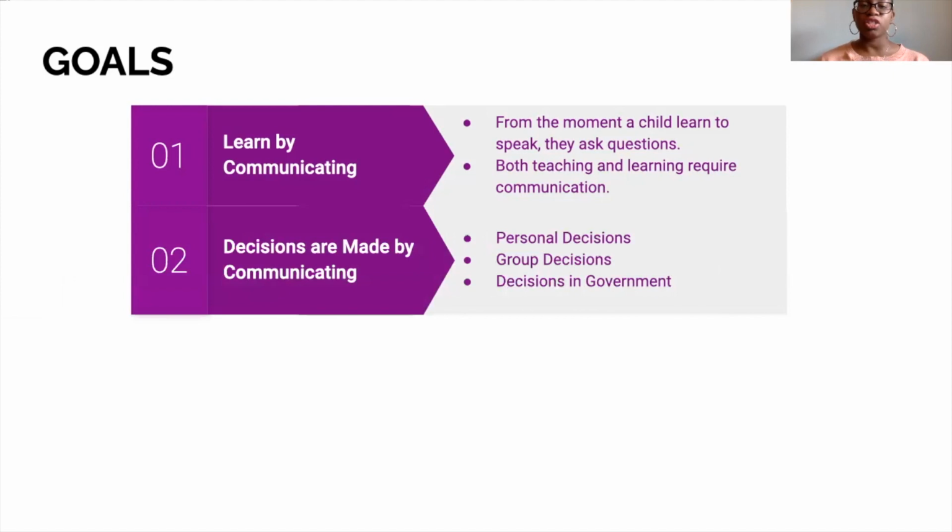Second, decisions are made by communicating, whether that be a personal decision, saying, should I go to that party or should I stay at home? Should I play the NBA game or should I play Madden? Should I do my hair today or should I do my hair tomorrow? What do I want to eat? Group decisions can be, should we do this event in February or in March? Should we take a trip here or take a trip there?